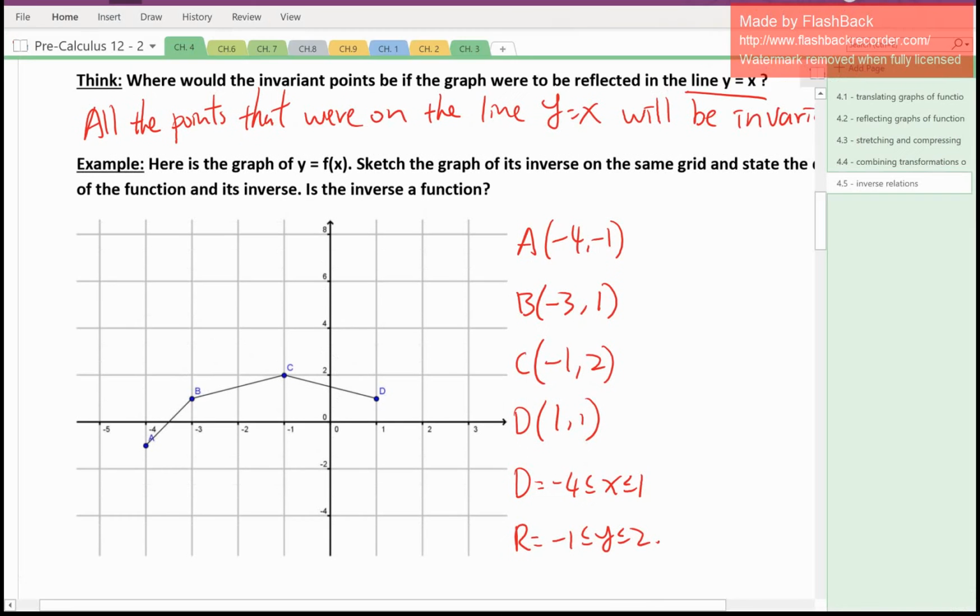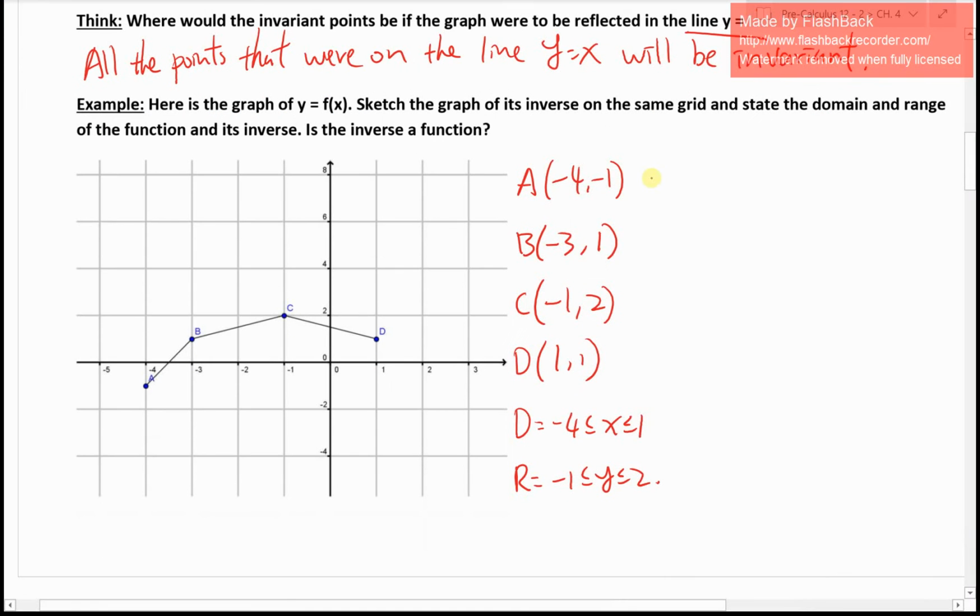Okay, so that's the original graph. Now let's do the inverse. So again, inverse simply means we switch the x and y's. So now A prime is going to be -1, -4. Right? You see, I just switched the x and y coordinates.